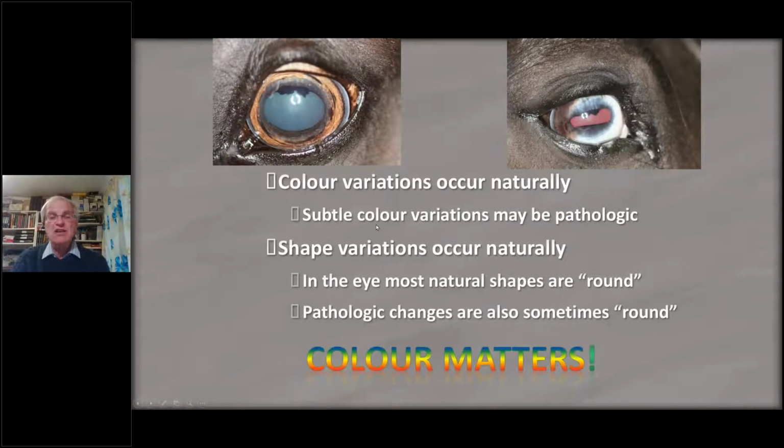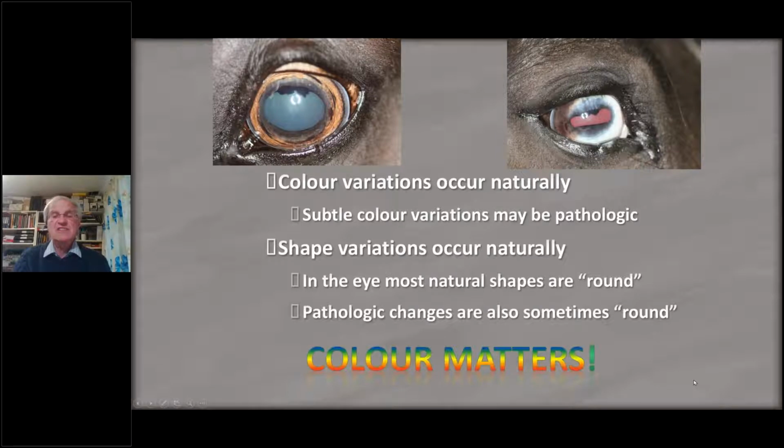Subtle color variations can be pathologic. So as we showed you earlier on, when you see the cornea, the iris that starts to lose color, it starts to become leucochoric. In other words, the pigment is going, and that's not normal. The pigment should remain, it should not change. But of course, there are lots of normal variations, and that's important for us to detect.